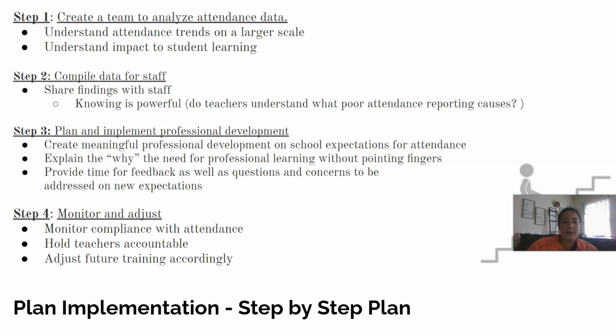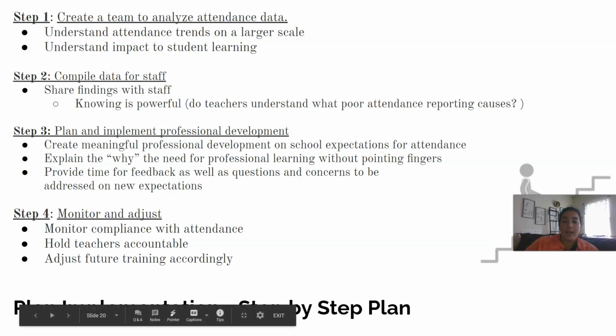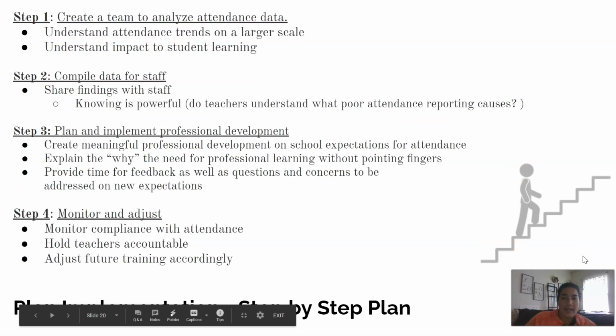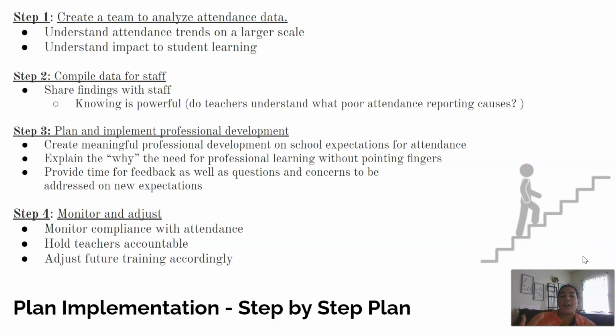So here are the steps I would take to implement this. First, I would create a team to start analyzing the data. So let's start looking at what actually is happening on a larger scale. So we saw 5 students, but what's happening with 500 students? What's happening with 1,000 students? And let's start looking at how that's impacting student learning. Let's start comparing attendance data to performance data. Let's start comparing that to specific coursework and see where we're at.